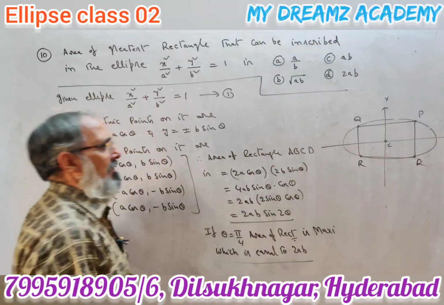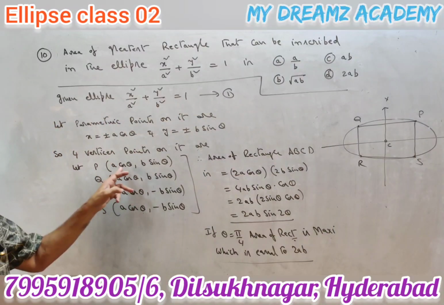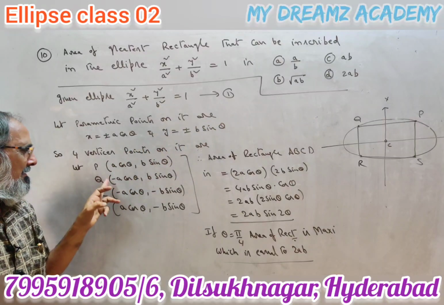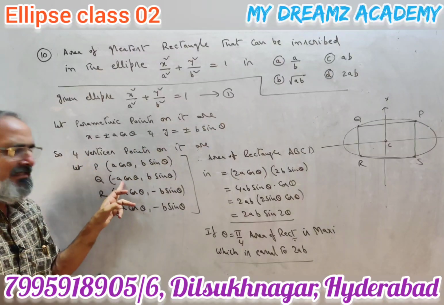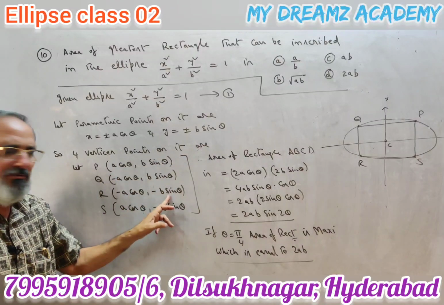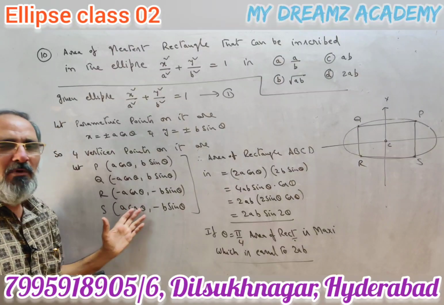Yes, PQRS. P is (a cos theta, b sin theta), both positive, first quadrant. Q is in the second quadrant, X negative, Y positive. R is in the third quadrant, both are negative. And S is in the fourth quadrant, X is positive, Y is negative.